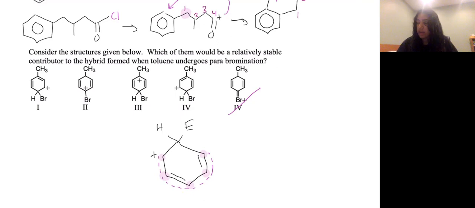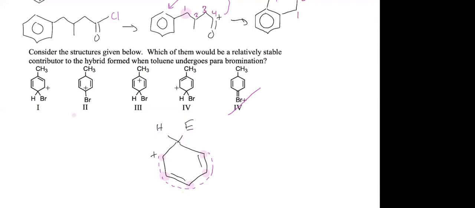Also on the last one, you don't have this sp3 hybridized carbon. That is important. And then from that principle, we can also eliminate 2, right? Because it's not the correct hybrid.